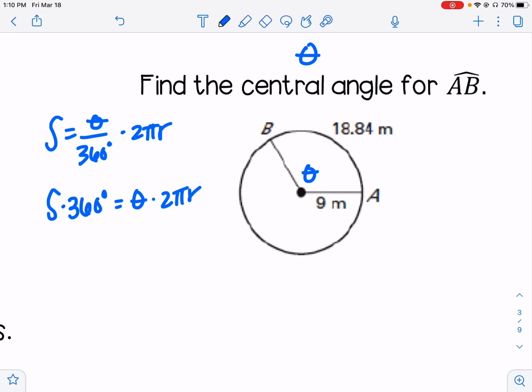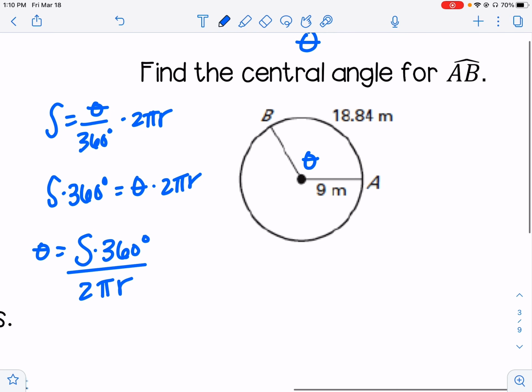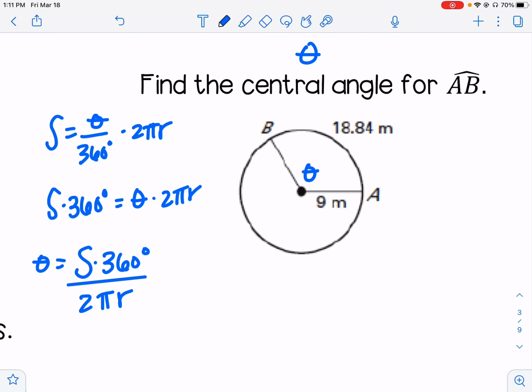Now to get theta by itself, I'm going to divide by 2 pi r. You could do this during the solving process if you wanted. I like to do it on the front end just so I know what I'm looking for and how to plug it in. So in order to solve for this, I'm still going to need to find my r value, which is given right here.